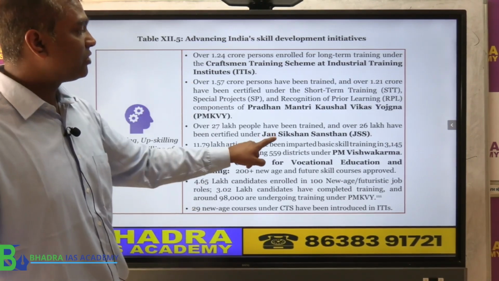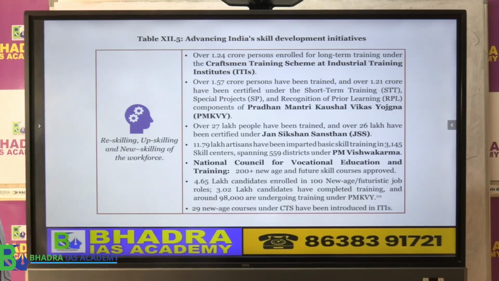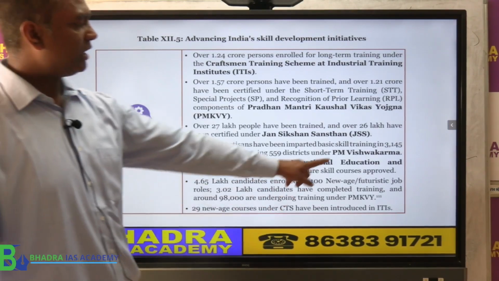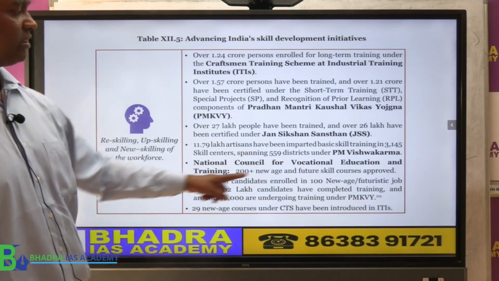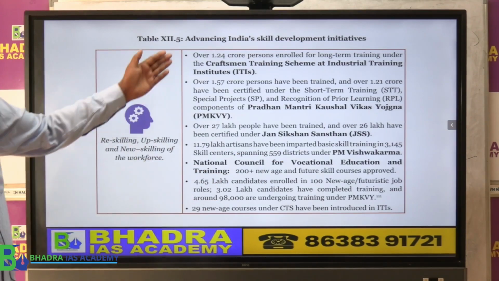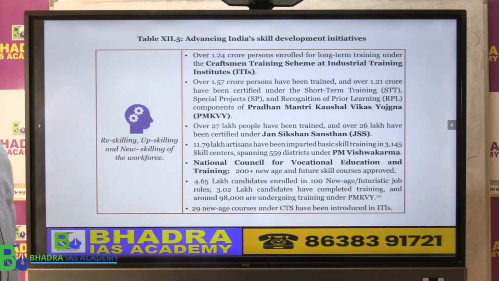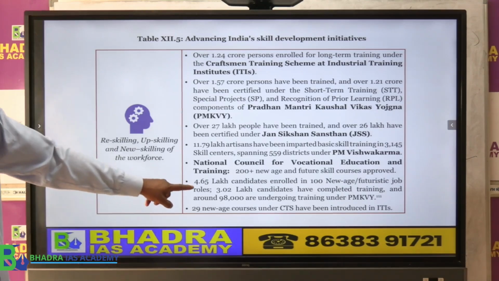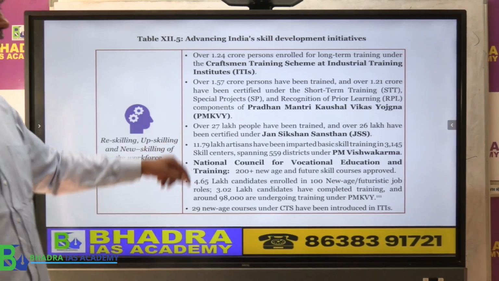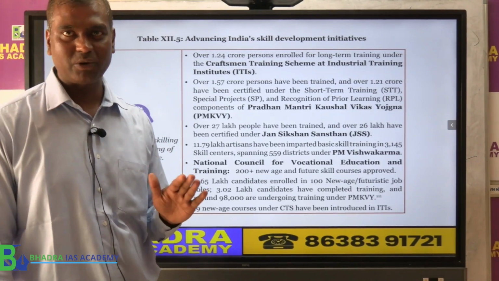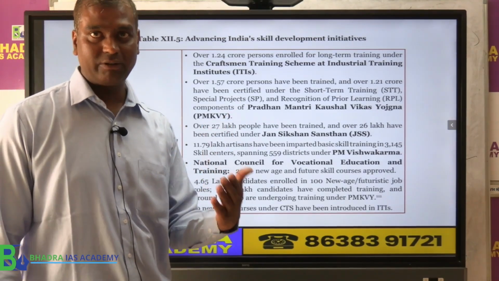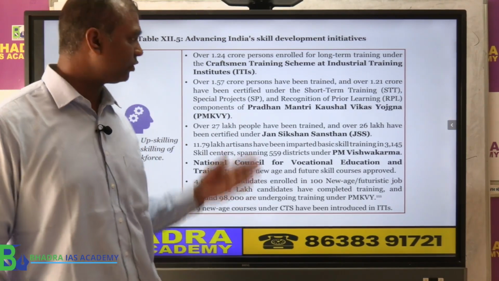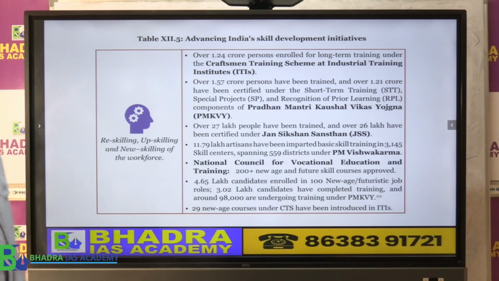Then Jan Shikshan Sansthan, that is the JSS. There is a school-kind of certified education also. The recent one, PM Vishwakarma, announced very recently. Then National Council for Vocational Education and Training. Now these are all various training programs provided by the government, where they have given statistics. You don't have to memorize all this, there is no use memorizing it. Remember the names of the schemes which are running for skill development. In mains, if you have to write an answer, you have to remember the schemes to mention there.